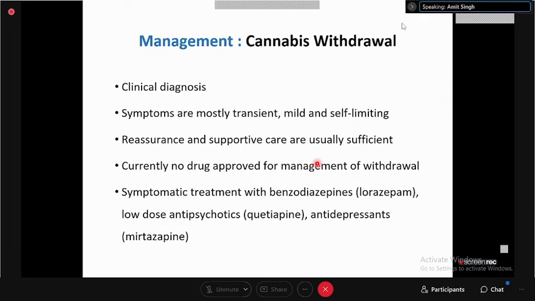Regarding cannabis withdrawal, it is again a clinical diagnosis based on the features of withdrawal present in a patient who has reduced the use of cannabis. The symptoms are mostly transient, mild, and self-limiting. Often reassurance and supportive care is usually sufficient. For the management of cannabis withdrawal, no drug is approved till date. Only symptomatic treatment with benzodiazepines for anxiety or insomnia, or low-dose antipsychotics or antidepressants again for insomnia or anxiety, can be given in patients experiencing cannabis withdrawal.